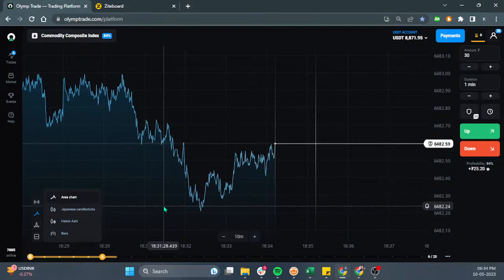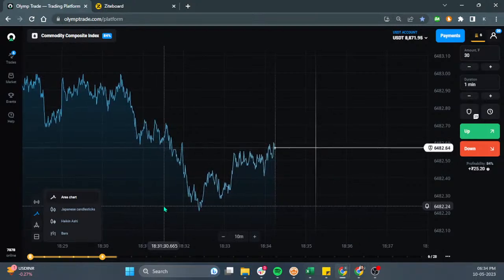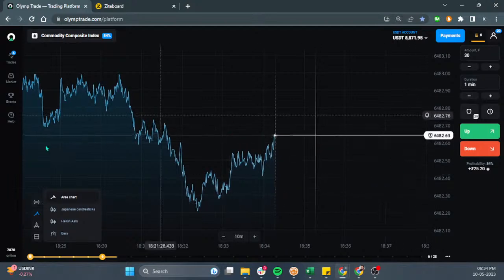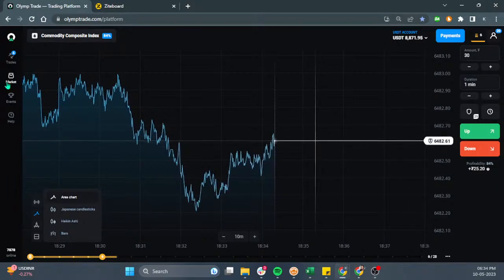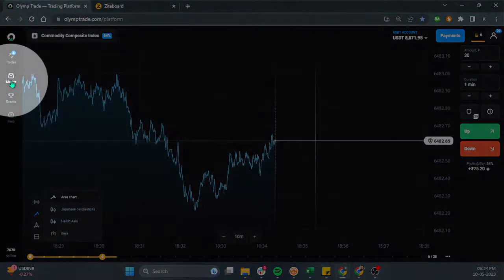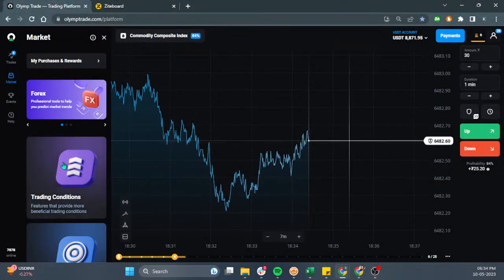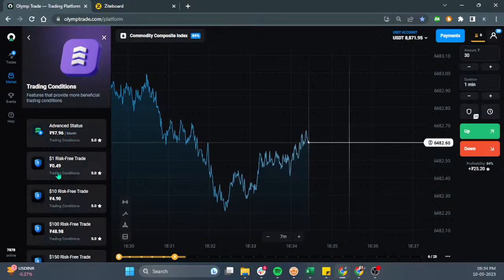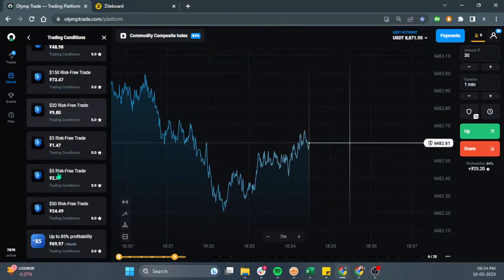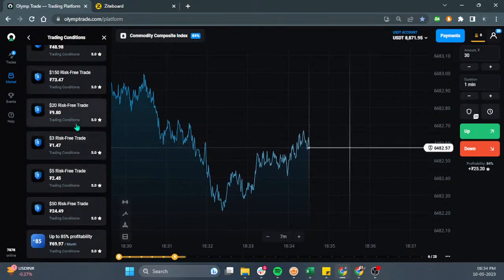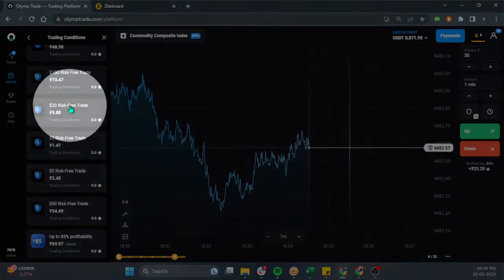Plus, make any risk-free trade gift at the moment. I'm really sorry, but I don't have any such news for you. But of course, if you want risk-free trades, you can go to this market section over here, and from here you can purchase risk-free trades as per your requirement. If you go to trading conditions, you have the option to get all the risk-free trades that you need, and you can purchase any of them over here.